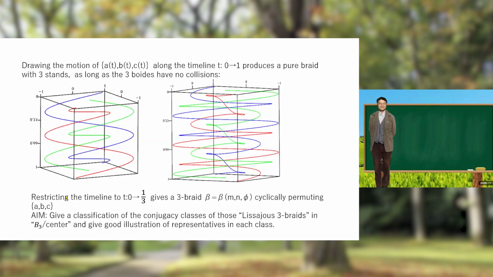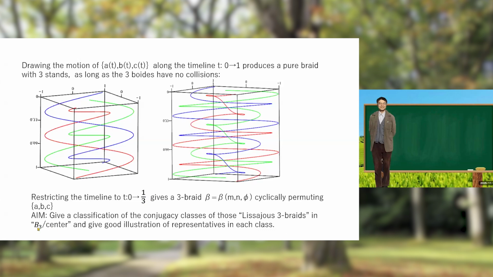If we restrict the timeline to 0 to 1/3, then it's a 1/3 braid. So the braid is not pure, but the 3 bodies are cyclically permuted. The aim of this talk is to give a classification of the conjugacy classes of those Lissajous 3 braids, with timeline 0 to 1/3.